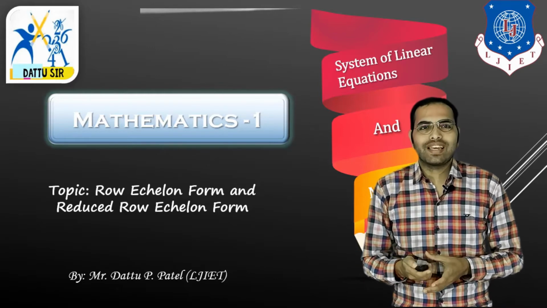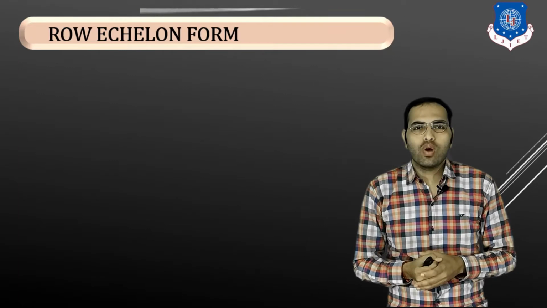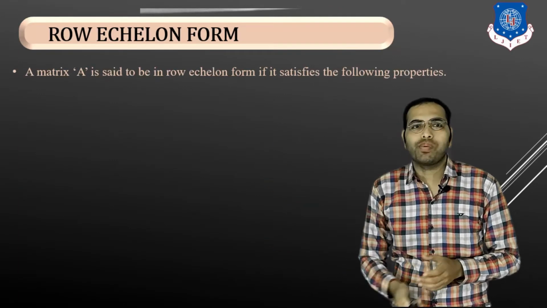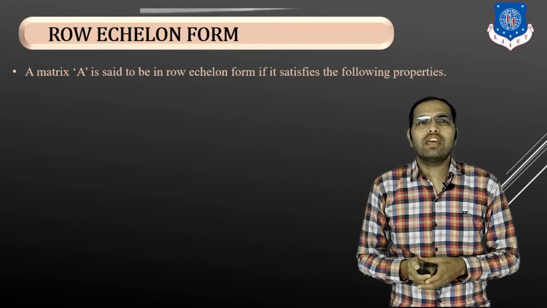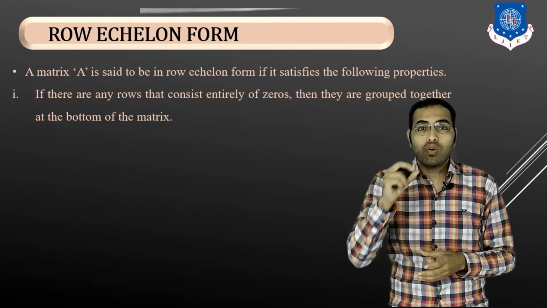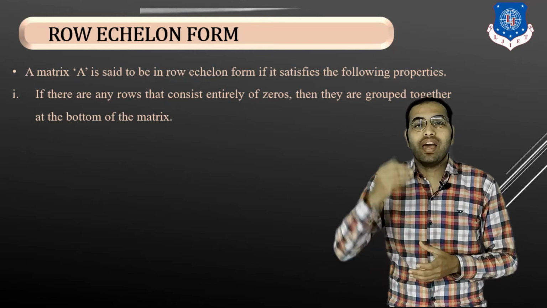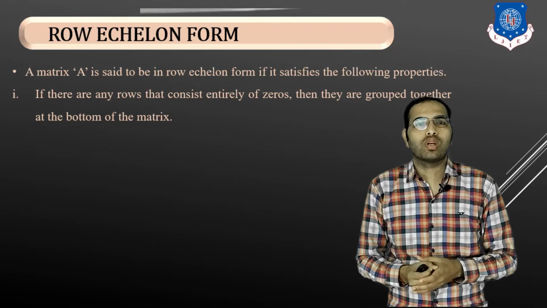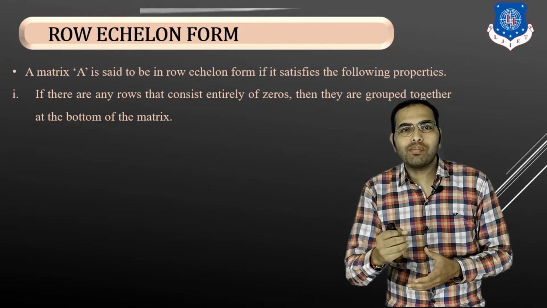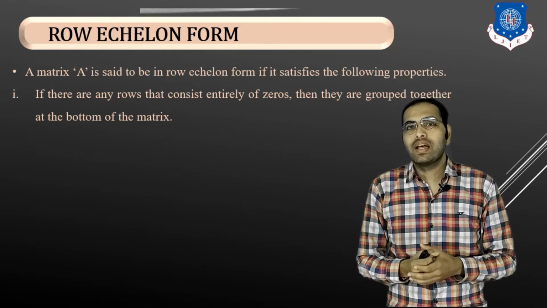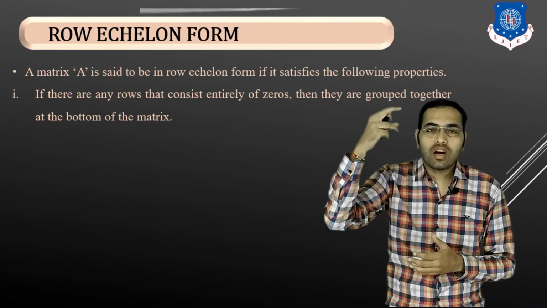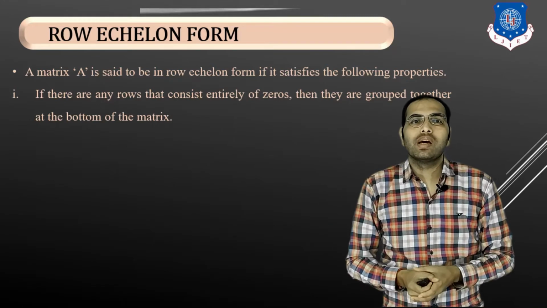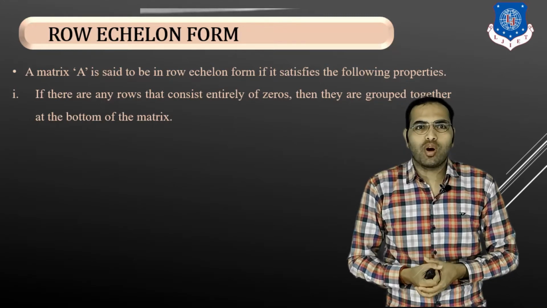A matrix A is said to be in row echelon form if it satisfies the following properties. First one: if there are any rows that consist entirely of 0, then they are grouped together at the bottom of the matrix. That means non-zero rows lie above and zero rows lie at the bottom of the matrix. That is our first property.